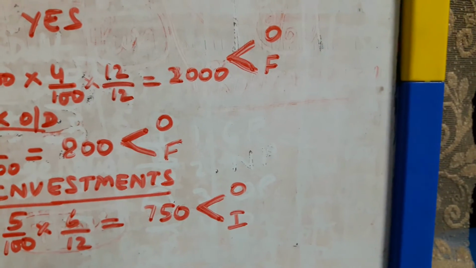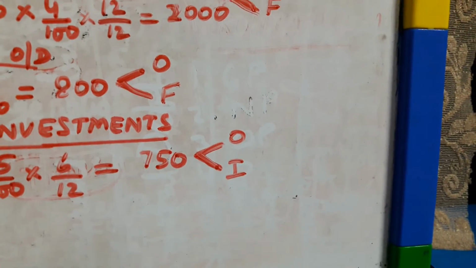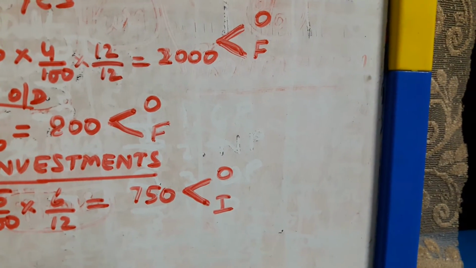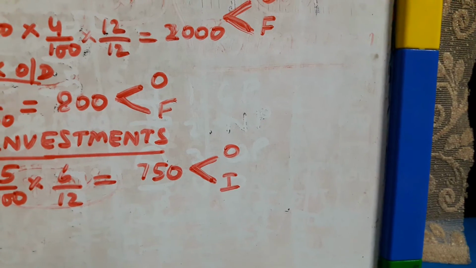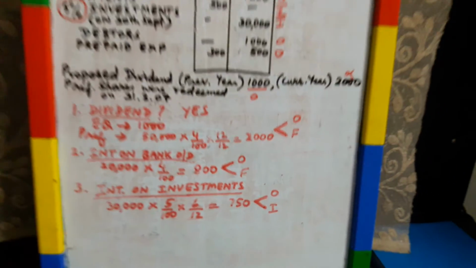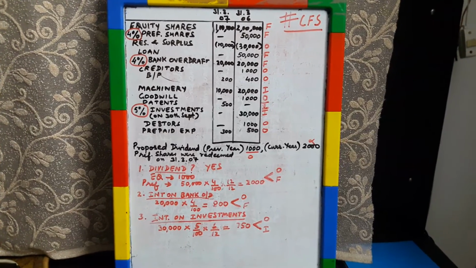And when we mark them as operating and financing, operating and financing, operating and investing, when we record them in operating, we put a tick mark. When we record it in financing, we put a tick mark. This is how you solve a question, and you will not go wrong.